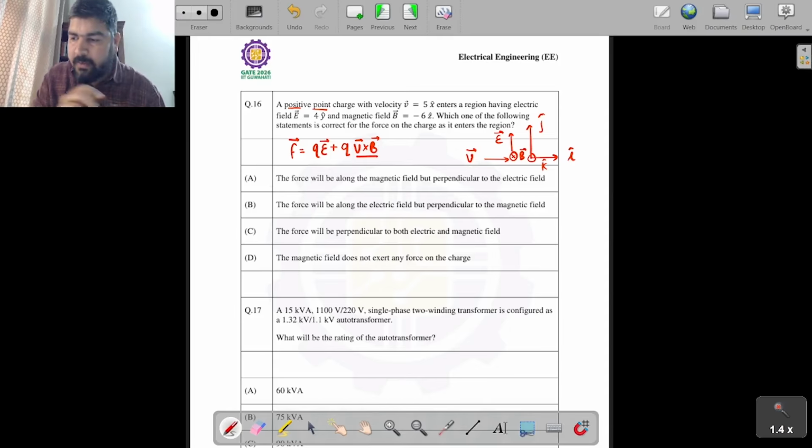So let's read option A. The force will be along the magnetic field but perpendicular to the electric field. This is wrong. The force will be along the electric field but perpendicular to the magnetic field. This is correct. This is an MCQ, so only one option has to be correct and the other options must be wrong. The force will be perpendicular to both electric and magnetic field. No, it's not correct. The magnetic field does not exert any force on this charge. This is also wrong. So this was question number 16 from EMFT.